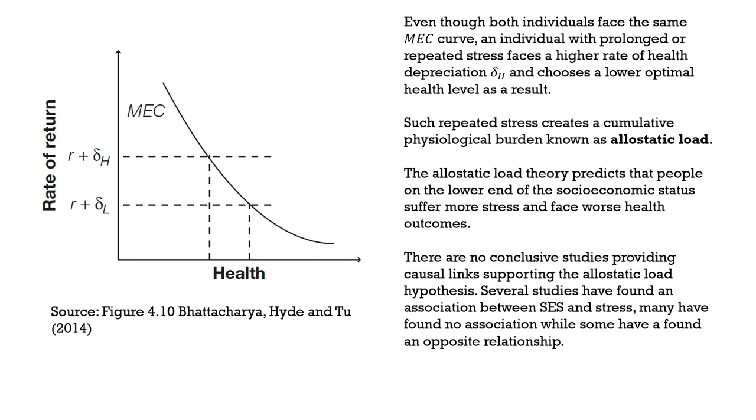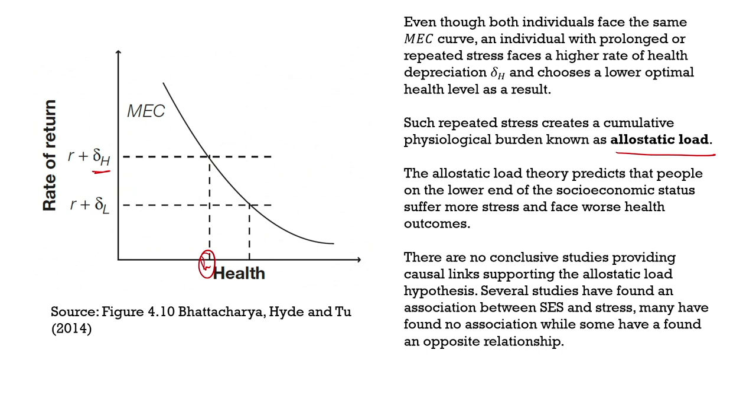So, this figure basically shows that even though both individuals face the same MAC curve, an individual who is experiencing repeated stress or prolonged stress faces a higher rate of depreciation, which is delta H, and chooses a lower optimal health here. The person who faces higher prolonged stress chooses a lower optimal health level as a result, and such repeated or prolonged stress creates a cumulative physiological burden, and this burden is known as the allostatic load.